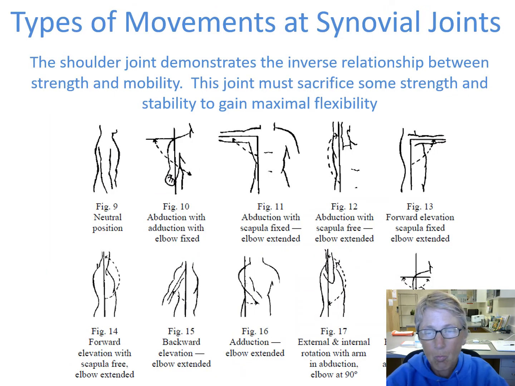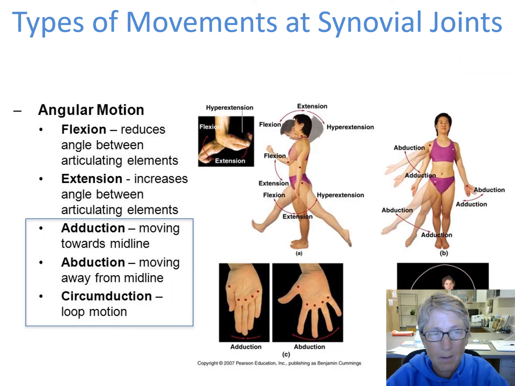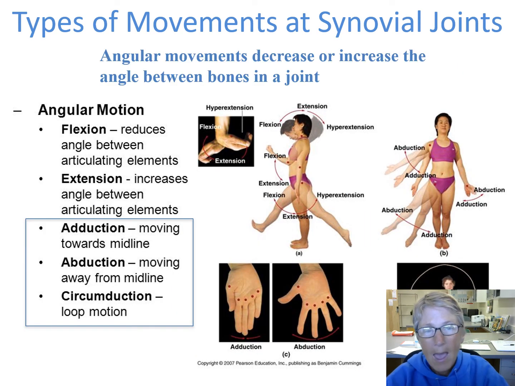You can walk through all these movements on your own, but the idea is the shoulder has to sacrifice some strength and stability of that joint to gain maximum flexibility of the joint. So angular movements at synovial joints can decrease the angle between the bones in a joint, or increase the angle between bones in a joint. And this just shows all the different types of angular motion, or angular movement.